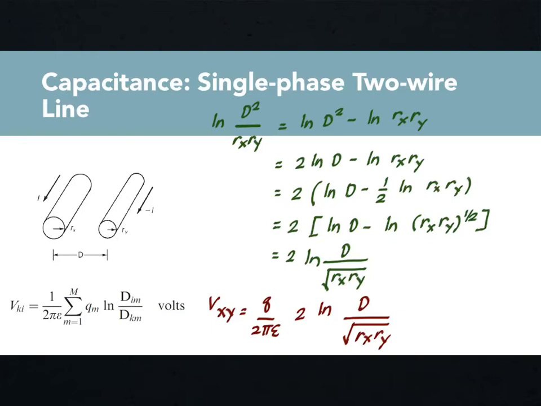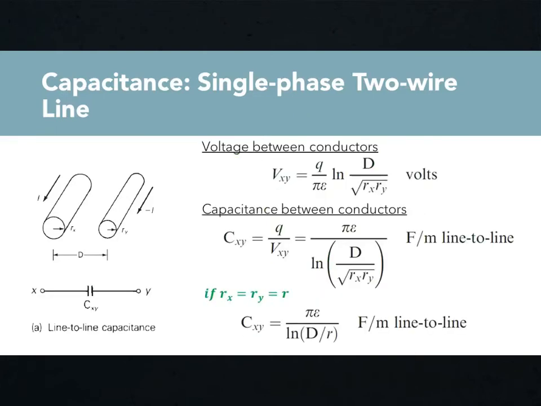So, again, we have these 2 and 2 cancelled out. So, finally, we have Vxy equals q over pi permittivity ln of D over the square root of Rx, Ry, and that is in volts. Okay? So, that is the voltage between these two conductors of a single phase line.